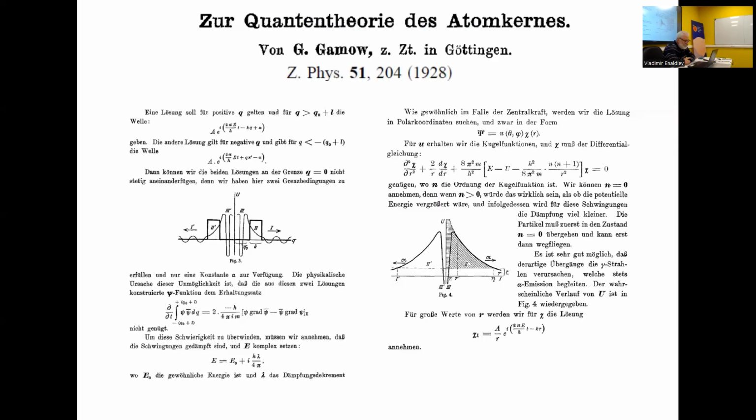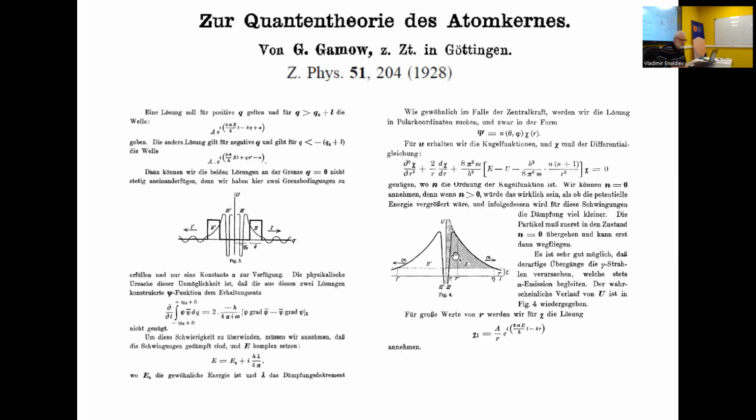In his famous paper of 1928, Gamow developed the theory of radiative decay. In the derivation, he introduced two important analytical advances which were new at that time. One is that he introduced complex energy, which I will discuss now. And the second, his new contribution, was the semi-classical treatment of tunneling through the barrier.